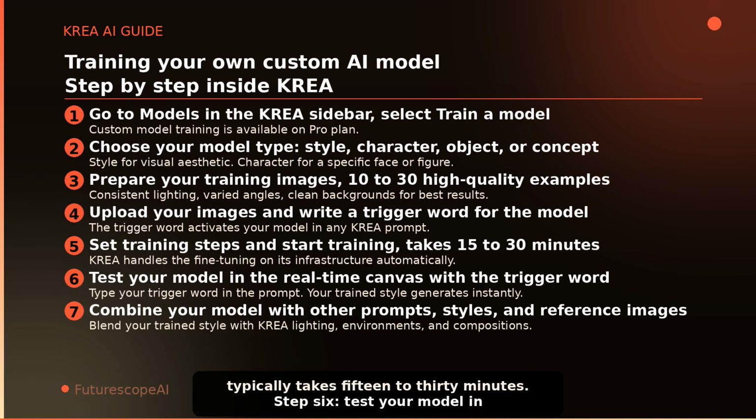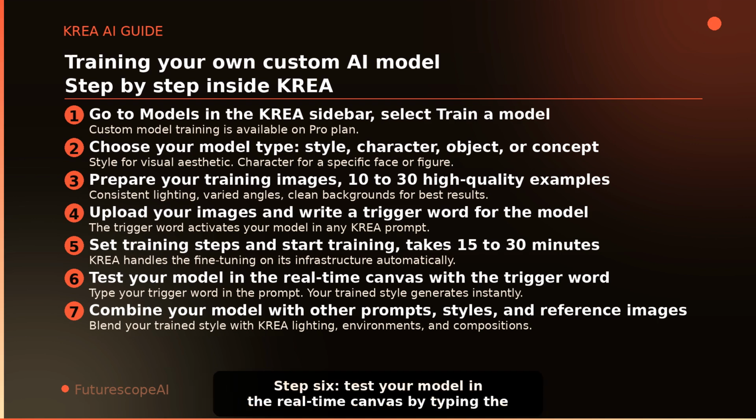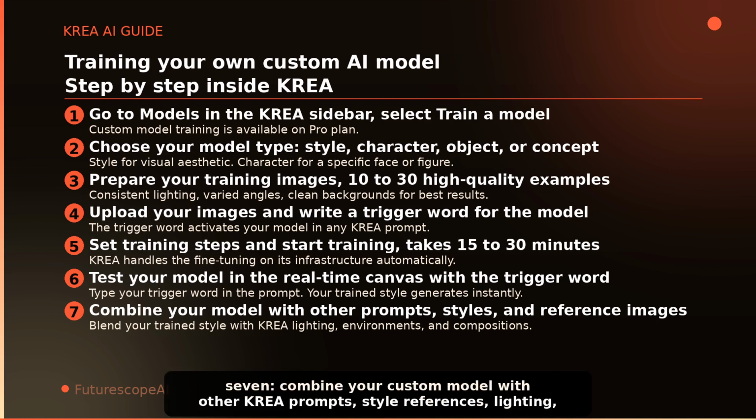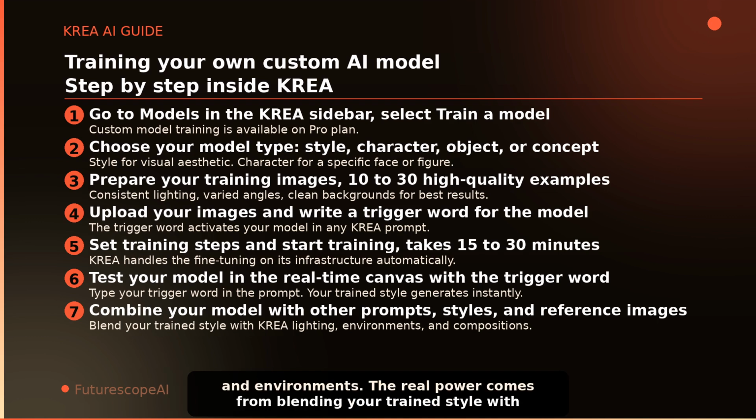Step 6. Test your model in the real-time canvas by typing the trigger word. Your trained style generates instantly in the live canvas. Step 7. Combine your custom model with other KREA prompts, style references, lighting, and environments. The real power comes from blending your trained style with KREA's compositional and stylistic controls.